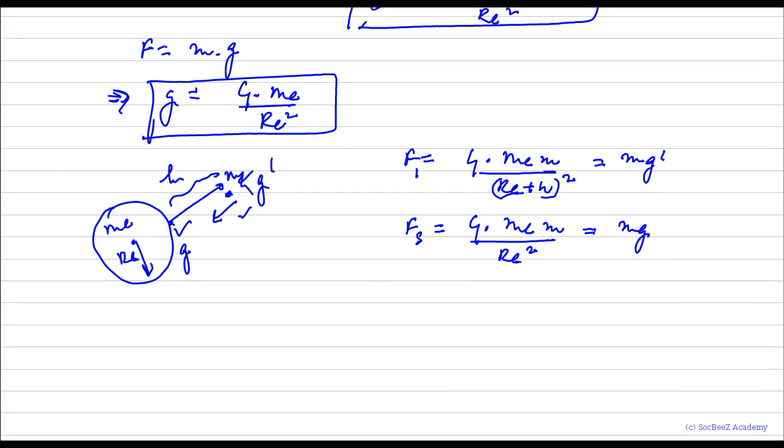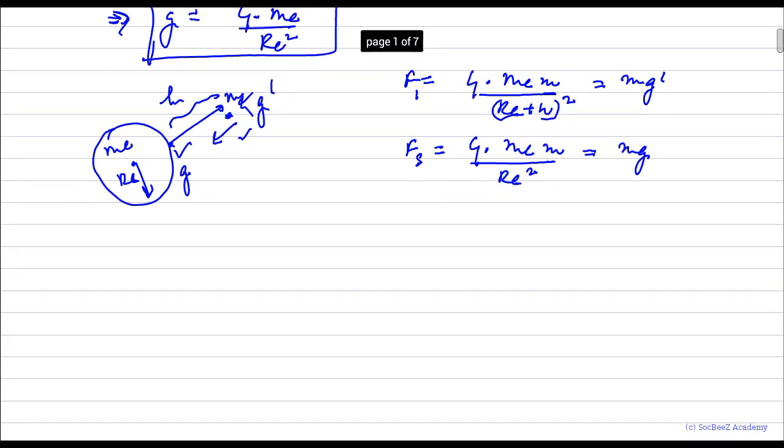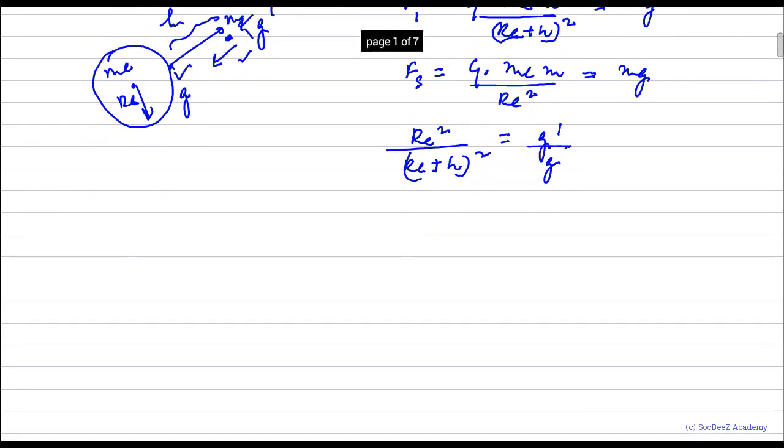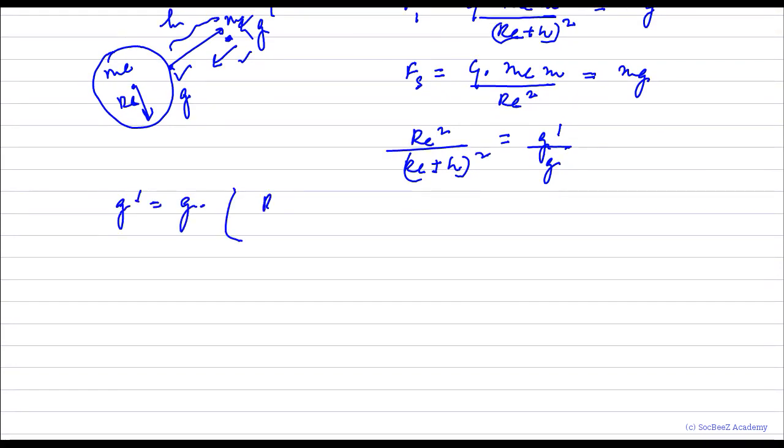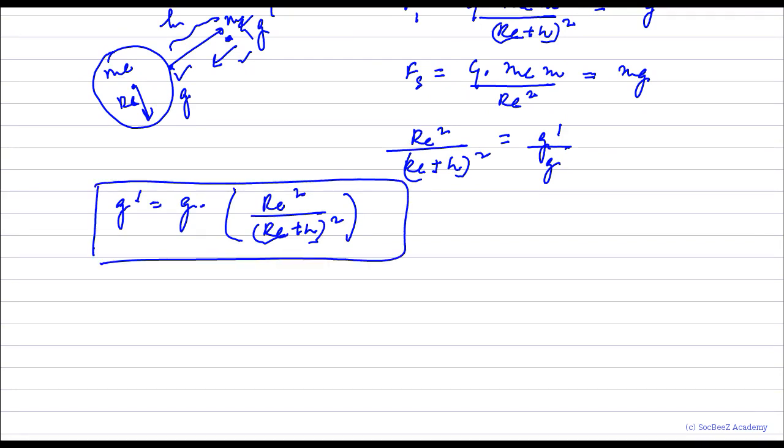So if I divide these two expressions, I'll get Re square upon (Re plus h) square equals g dash upon g. From where we get the expression of g dash as g into Re square upon (Re plus h) square. So this is my expression of the acceleration due to gravity of a body which is at a height h from the surface of the Earth.